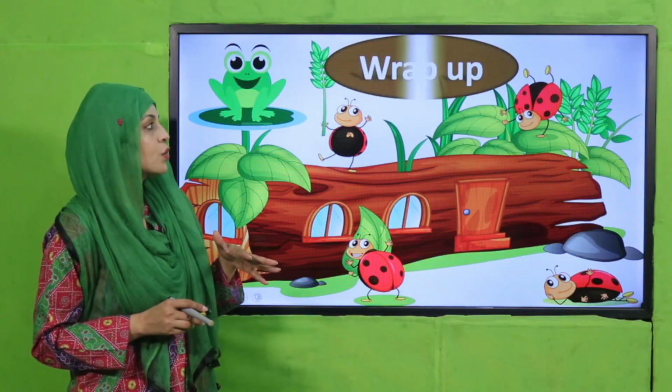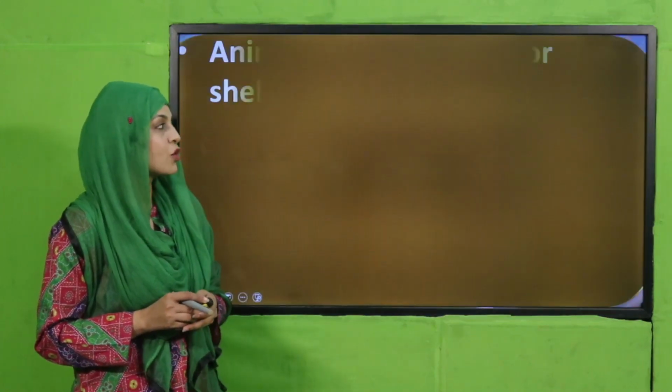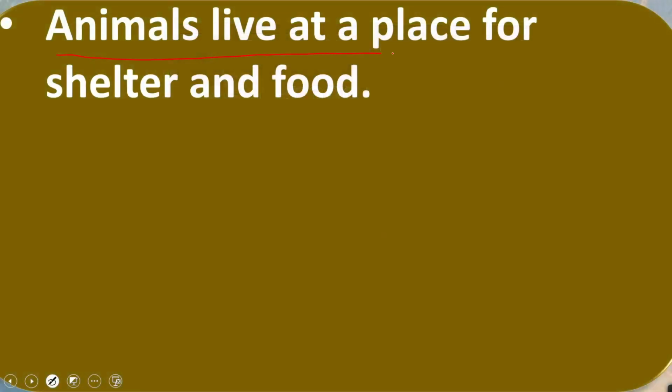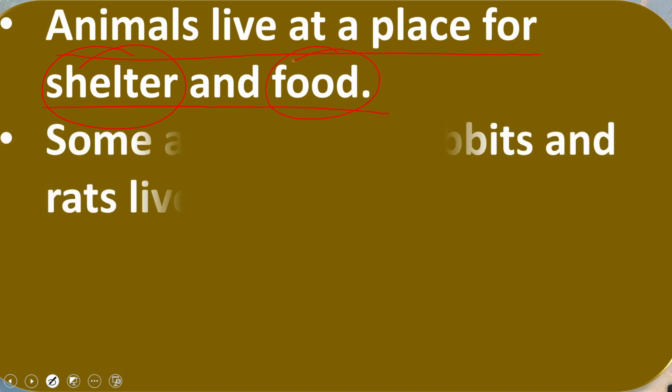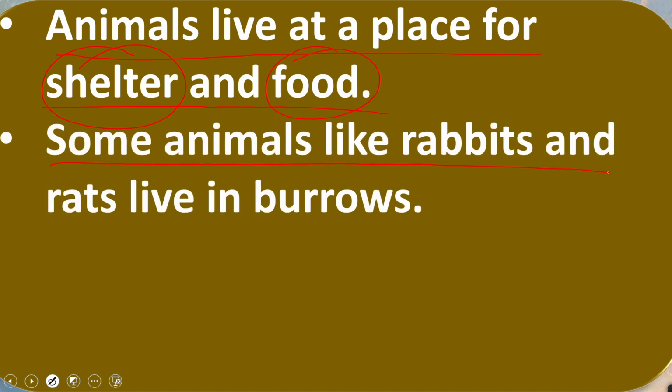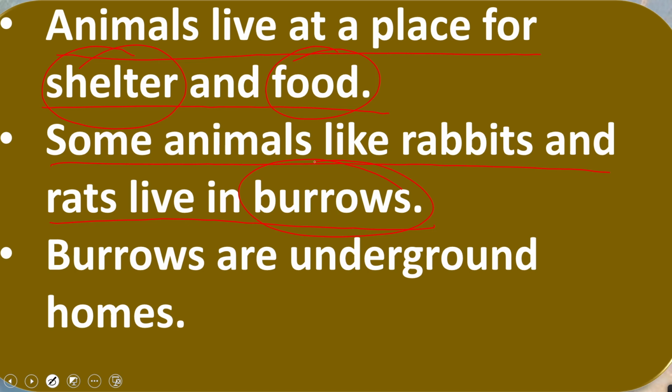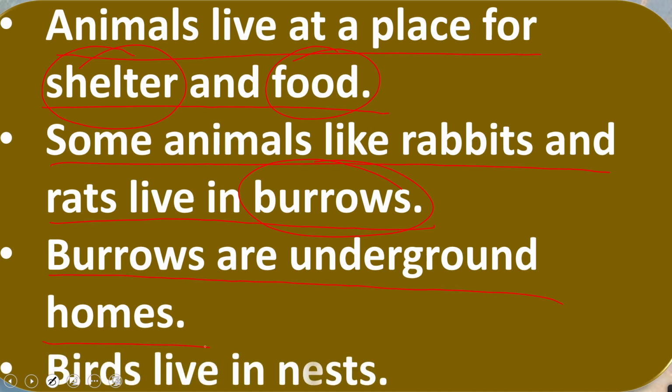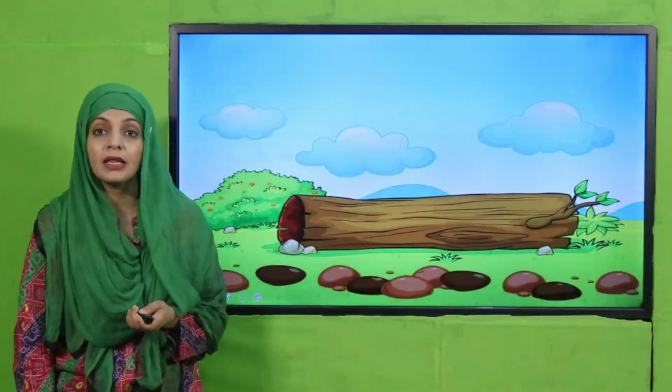Now let's move forward towards wrap up. In today's lecture we have learned that animals live at a place for shelter and food. That is, where animals live they get a home and also food. Some animals like rabbits and rats live in burrows. Burrows are underground homes. Birds live in nests, on trees.